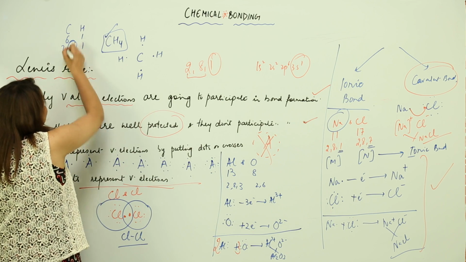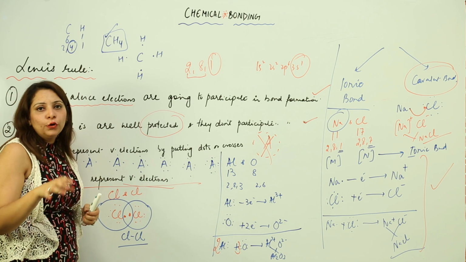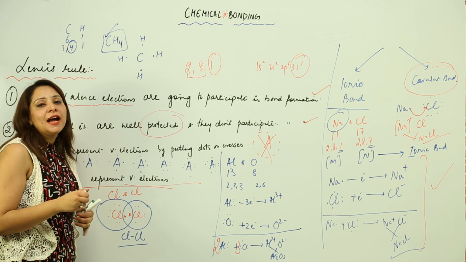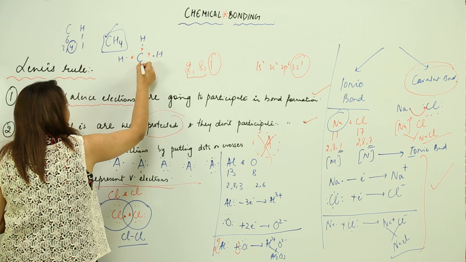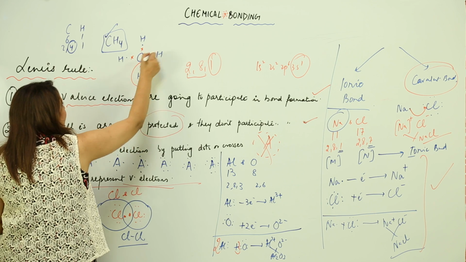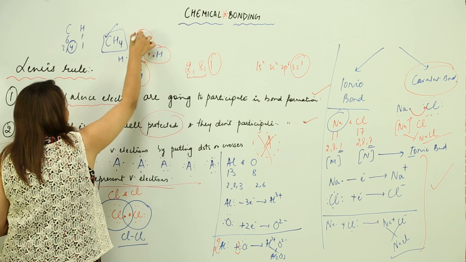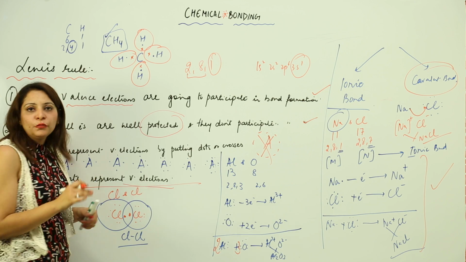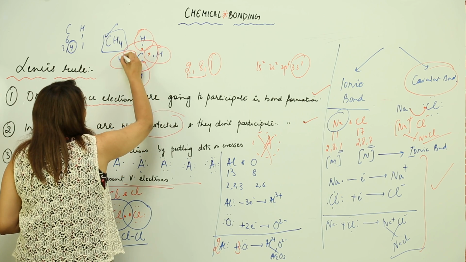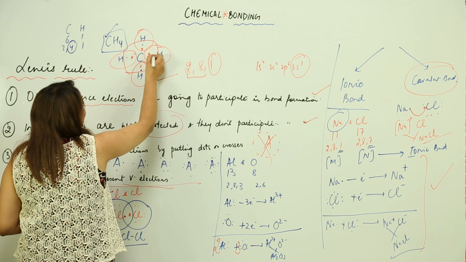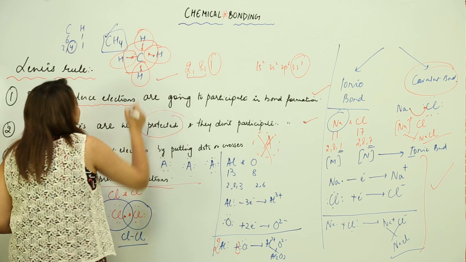So this carbon has 4 now, and it has to arrange these 4 electrons in such a way that each hydrogen gets an electron. So it is just arranging in this manner. What happens? This hydrogen gets stable, this gets stable, this gets stable, this gets stable. So all 4 hydrogens get stable, and likewise the carbon shares all its electrons and it forms a stable covalent bond, with single bonds.